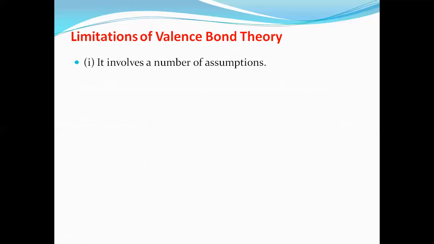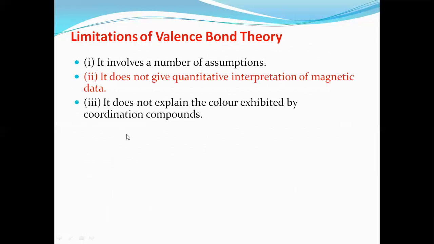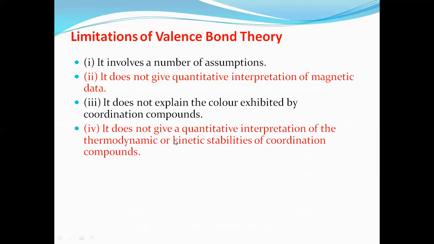This theory has a lot of assumptions, and it does not give a quantitative interpretation of magnetic data. It says only paramagnetic or diamagnetic, but does not say quantitatively. It does not explain the color exhibited by the complexes. That means certain complexes are colored, certain complexes are colorless. The theory does not explain why.